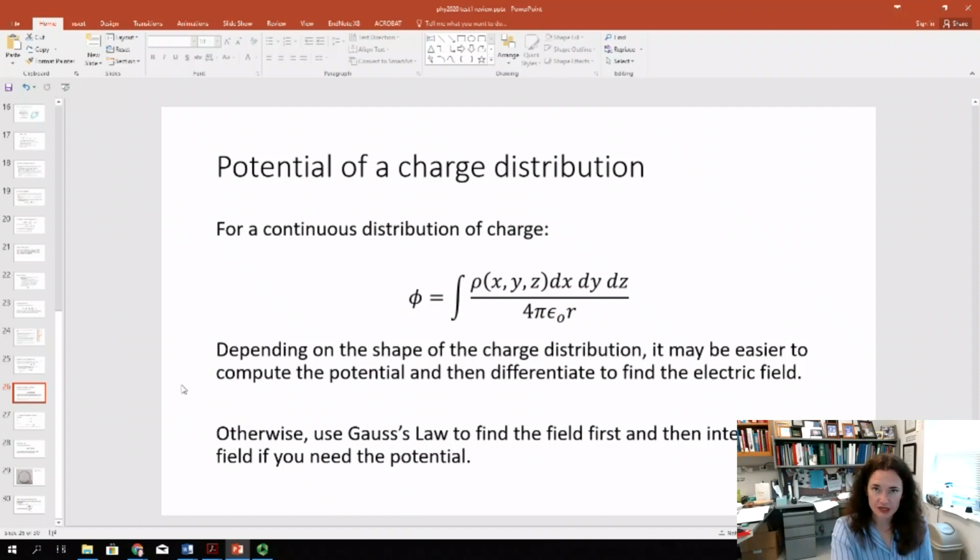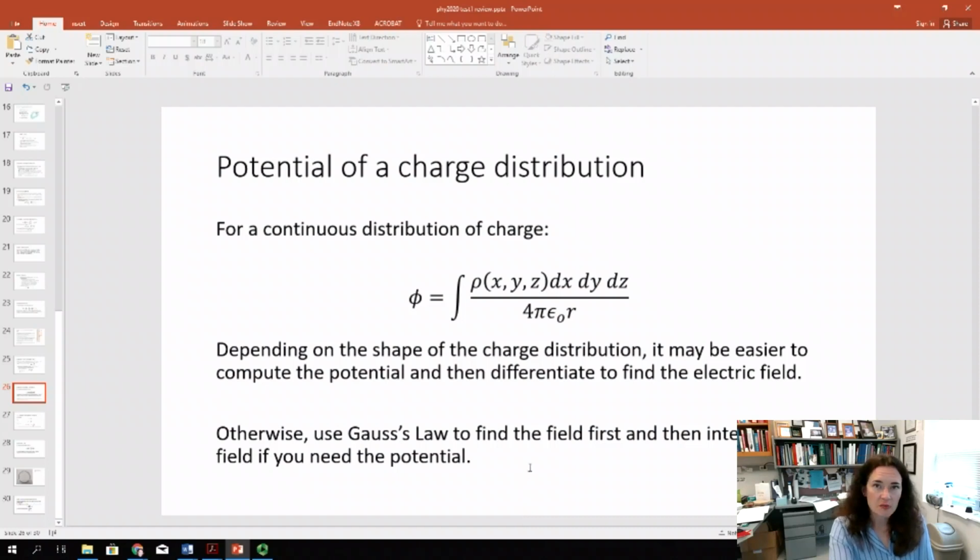Depending on the symmetry of your continuous charge distribution, it may be easier to use Gauss's law to calculate the electric field, right? And then integrate that field if you need the potential. That might be easier, because if you have a very symmetric distribution, the application of Gauss's law can be quite straightforward and simple to do.